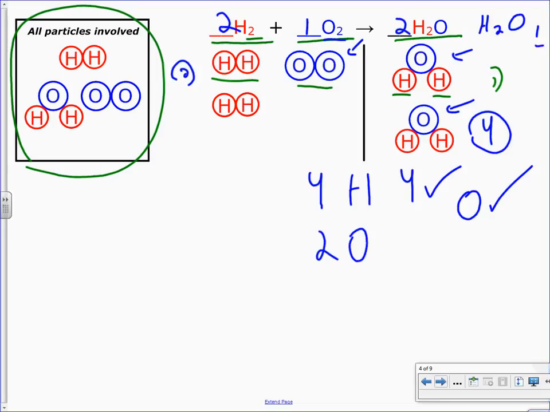So if you have 2 H2Os, there are 2 oxygens. So now the hydrogens, 4 and 4, oxygens, 2 and 2. Check. This is now a balanced equation.